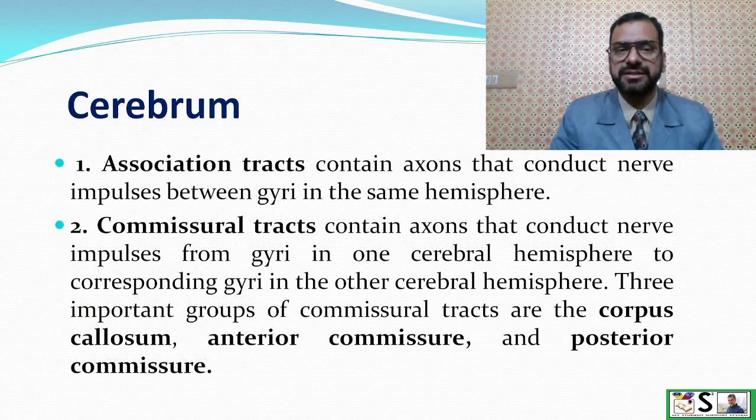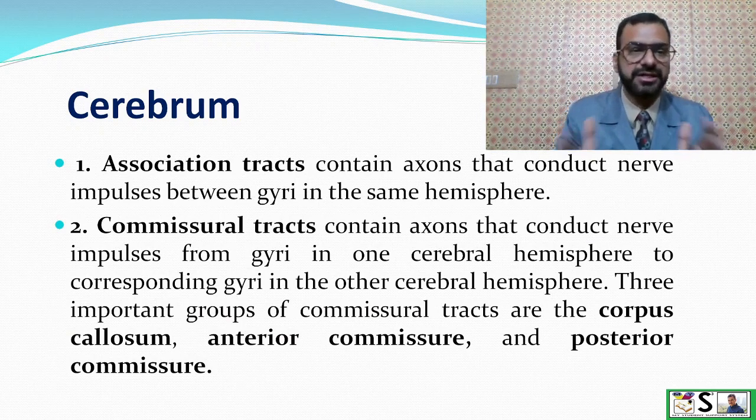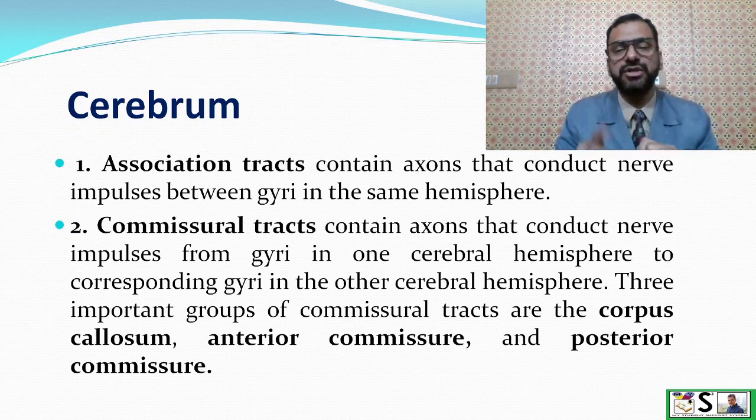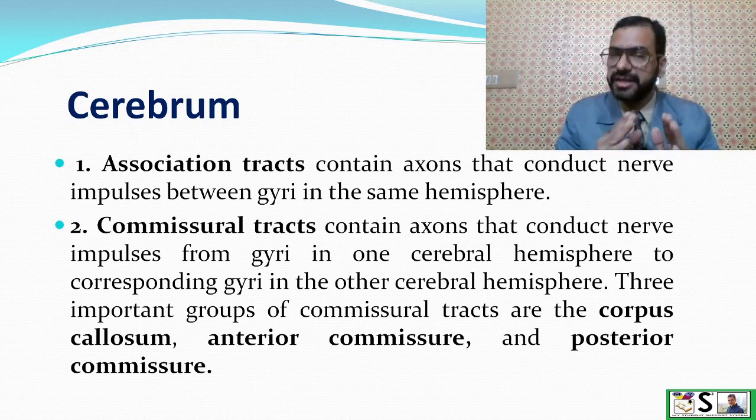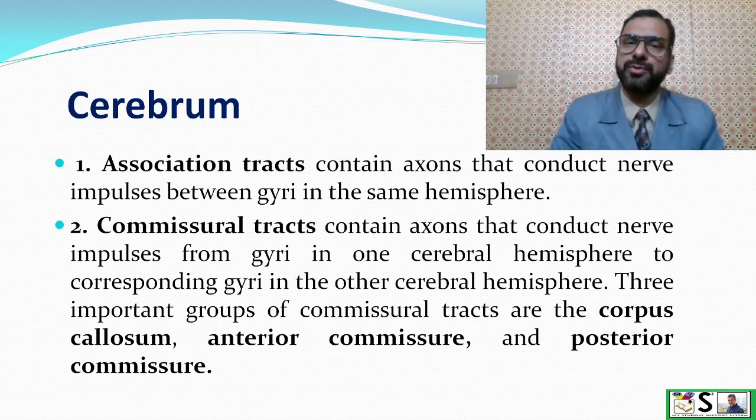Association tracts contain axons that conduct nerve impulse between the gyri of same hemisphere. And commissural tracts contain axons that conduct nerve impulse from gyrus of one cerebral hemisphere to the corresponding gyrus of another cerebral hemisphere. Three important groups of commissural tracts are corpus callosum, anterior commissure and posterior commissure.